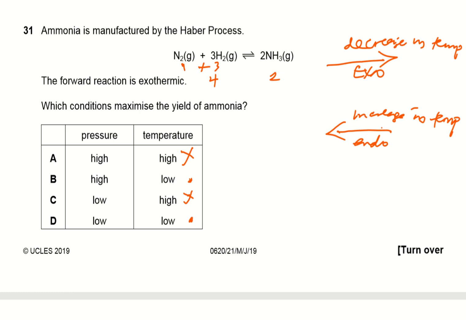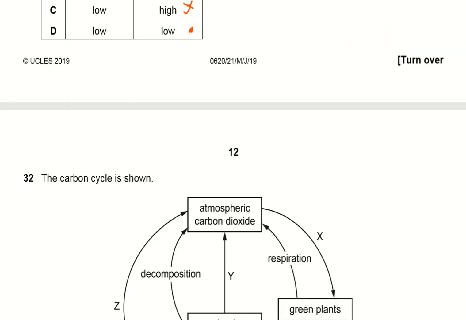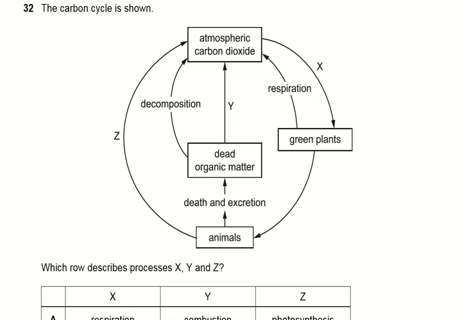So what happened here? To maximize yield, the side with fewer moles, which is the production of ammonia, needs to be favored. So what we need to do is increase yield. High pressure will make the reaction move towards this side. So the correct answer is B.